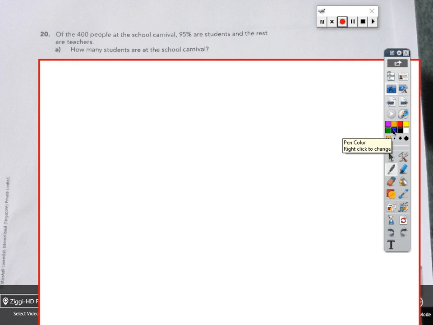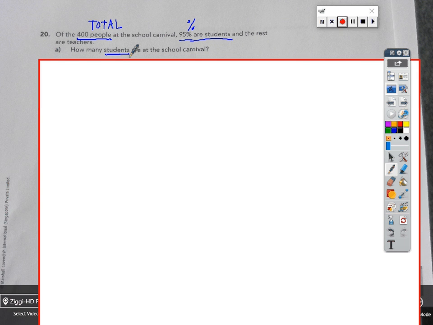So number 20. Of the 400 people at the school carnival, 95% are students and the rest are teachers. How many students are at the school carnival? Okay. So what I like about this one is that I can see 400 people sounds like the total. I can see that 95% seems to be a percent. Okay. 95% are students. This is really helpful because then they go on to ask me how many students. These kind of align, don't they? So we're in a good spot. Meaning I have the information I need to set this up.